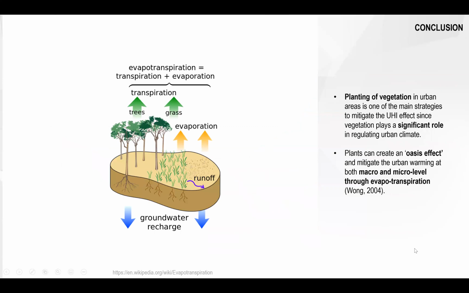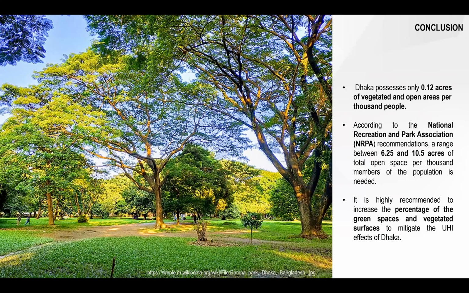So in conclusion, we can say that with the impact of evapotranspiration and the oasis effect, the green interventions are able to reduce the urban heat island effect. And currently Dhaka has only around 0.12 acre of vegetated space, which should be about 6.25 to 10.5 acres per thousand population. So it is highly recommended to increase the percentage of green spaces and vegetated surfaces.